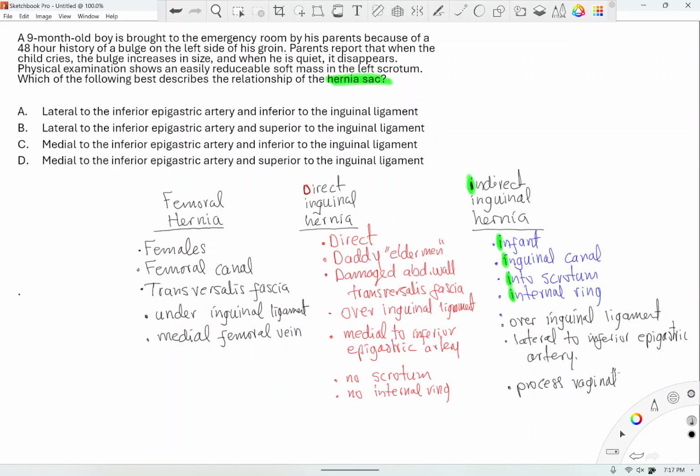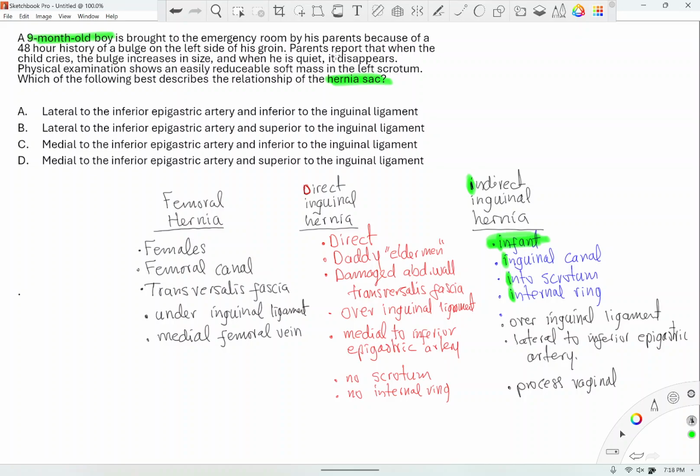So let's see, can we at least diagnose this? Number one, let me diagnose this because now we know what to diagnose. It's a 9-month-old boy, so therefore it should be infant, right? Infant. So far indirect. Brought to the emergency room by his parents because of 48 hours of bulge in the left side of his groin. Okay, so that's nothing unique. All of them go into the groin area, or they herniate or displace.